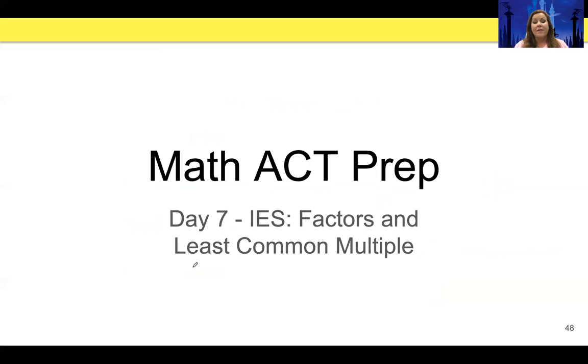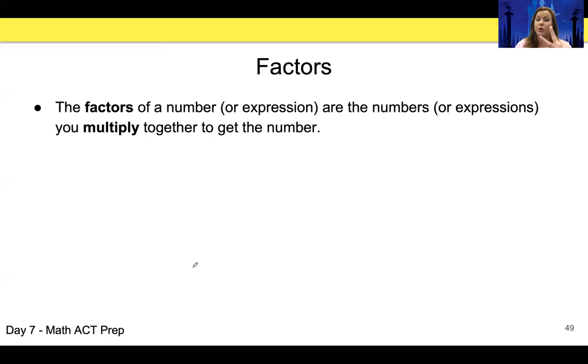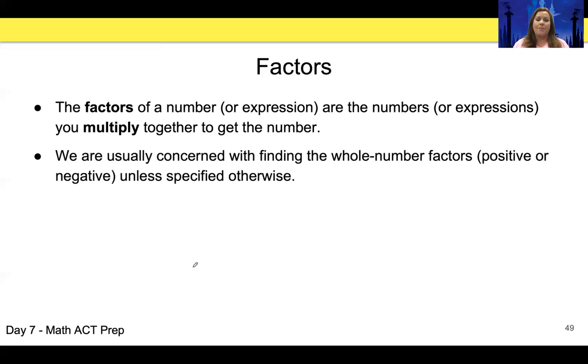Today we're going to talk about factors and least common multiple. Students tend to get these mixed up. Factors are going to be any two numbers you multiply to get another number. They are going to be equal to the number or below. For example, if it's 10, the factors are 1, 2, 5, and 10 because 2 times 5 is 10 and 1 times 10 is 10.